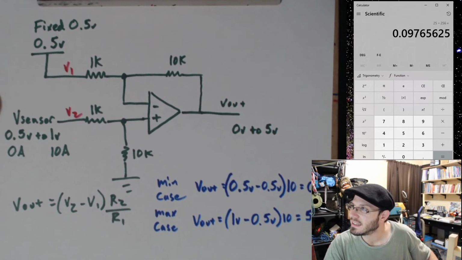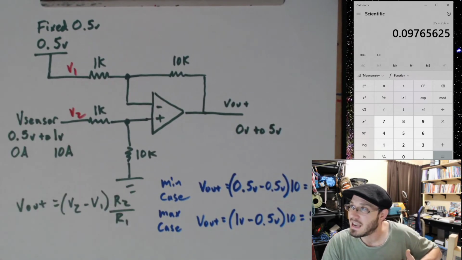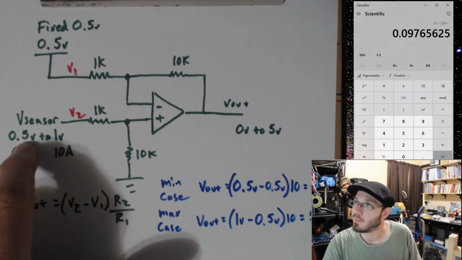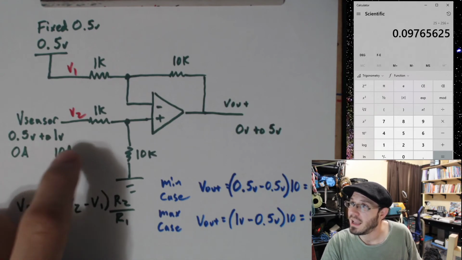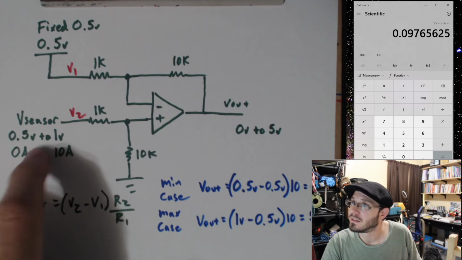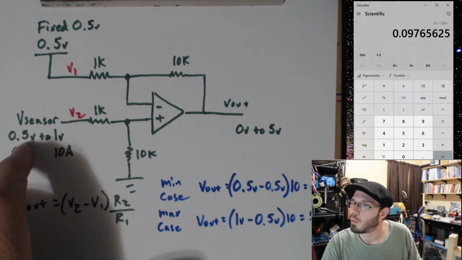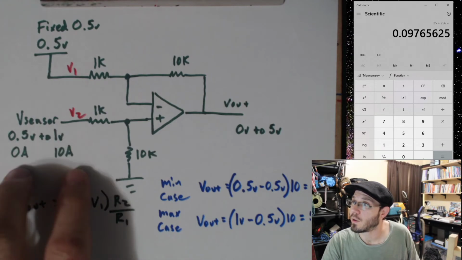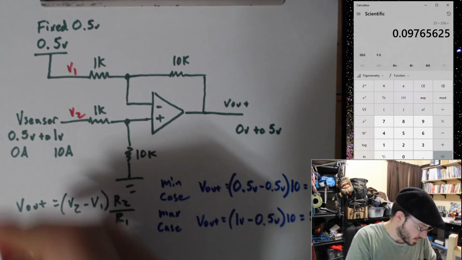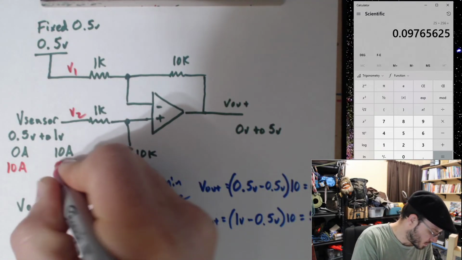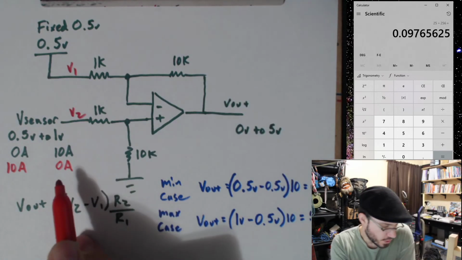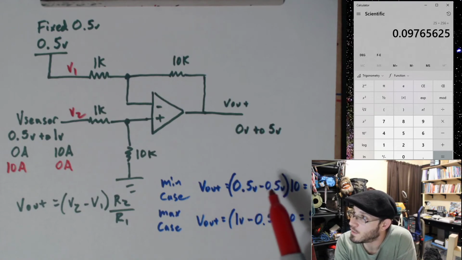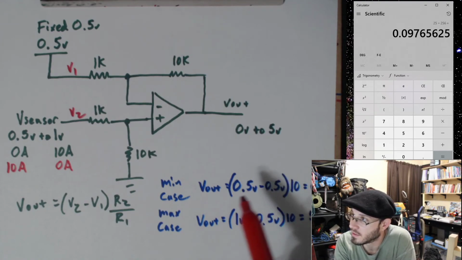I can very easily design this to take a negative, let's say instead of 0 amps being 0.5, it could be at 1 amp, and 0.5 volts could be 10 amps, and 1 volt could be 0 amps. So I could swap these. So you can also invert the direction by simply changing what is being subtracted from what.